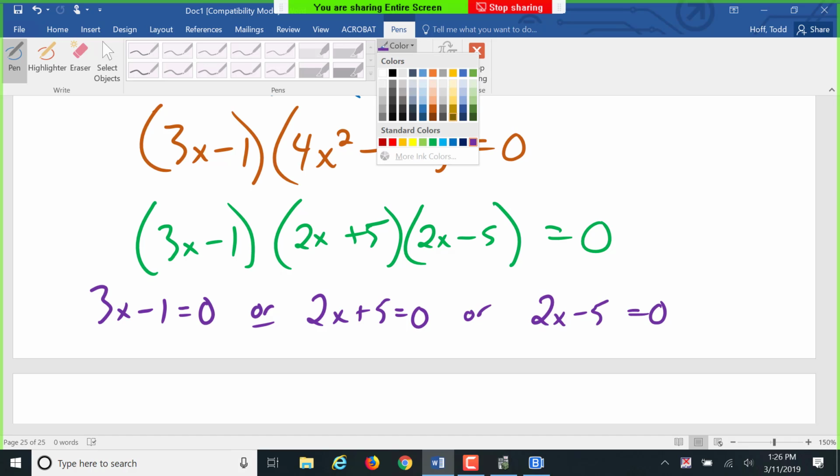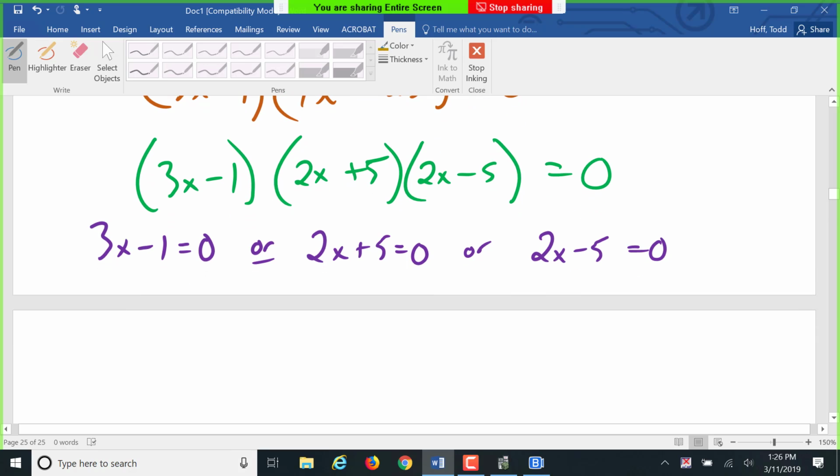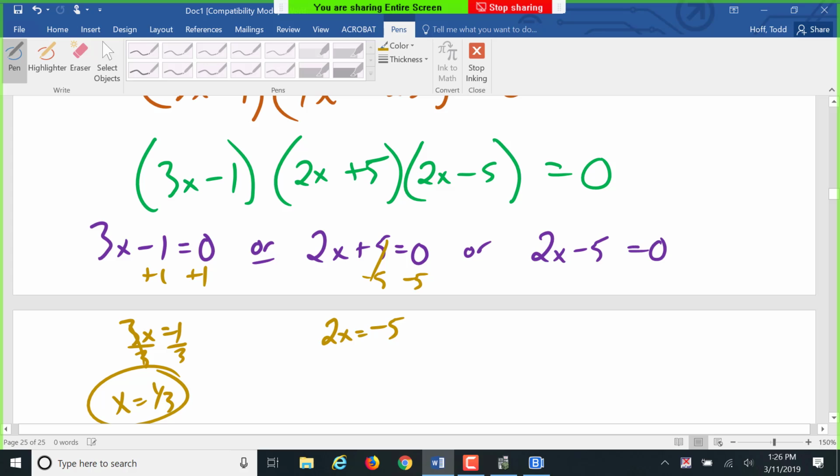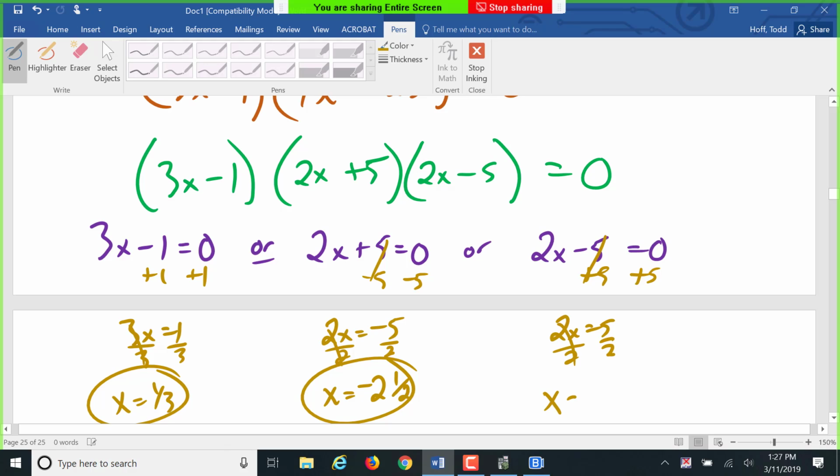Here we would add 1, 3x equals 1, divide by 3, x is 1/3. Here we would subtract 5, 2x equals negative 5, divide by 2, x equals negative 2.5. Here we would add 5, 2x equals 5, divide by 2, x equals a positive 2.5.